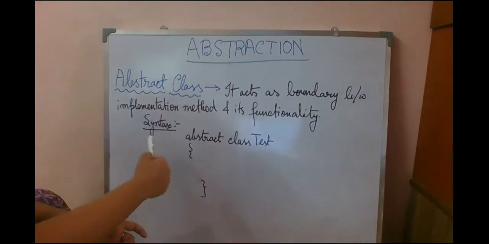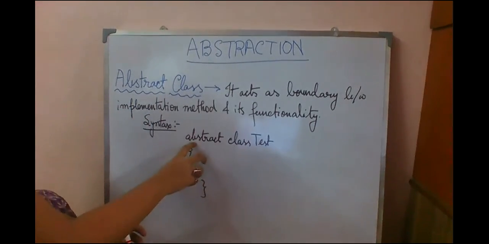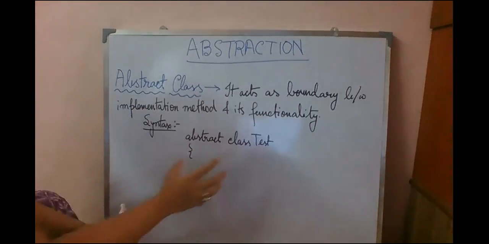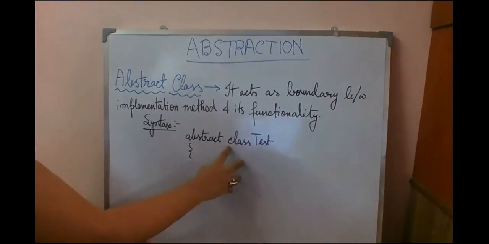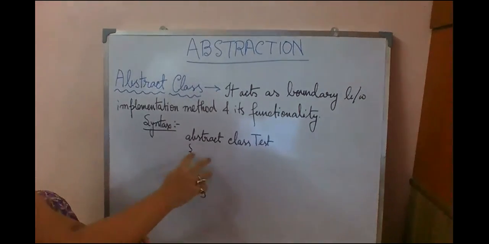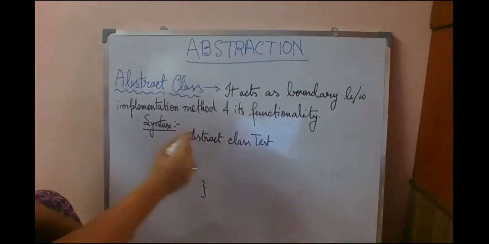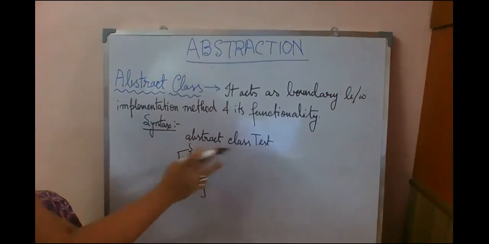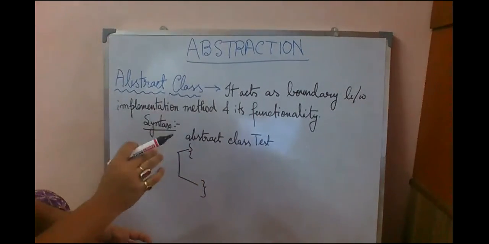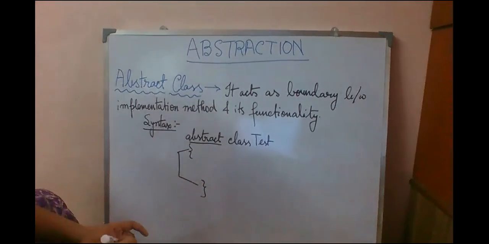And what is the syntax of writing an abstract class? So you add this keyword abstract followed by the normal nomenclature of how we write a class. Like the keyword class followed by the class name, open brace and closing brace. This is the scope of the class. So what are we adding in front of the normal nomenclature of a simple class? That keyword abstract. As soon as we add the keyword abstract, it becomes an abstract class.